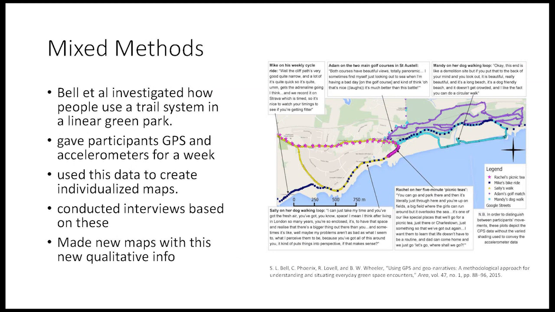So they investigated how people used a trail system in a linear green park. So they gave participants GPS and accelerometers for a week. And then they collected that data and created their own sort of GPS maps showing how people were using the park, and they analyzed these quantitatively. And then after they generated these maps, they went back to the original participants and conducted interviews based on the maps to get more information about why these patterns might be occurring and what the people were thinking and doing at different points on the data. And then they made new maps incorporating all this information.